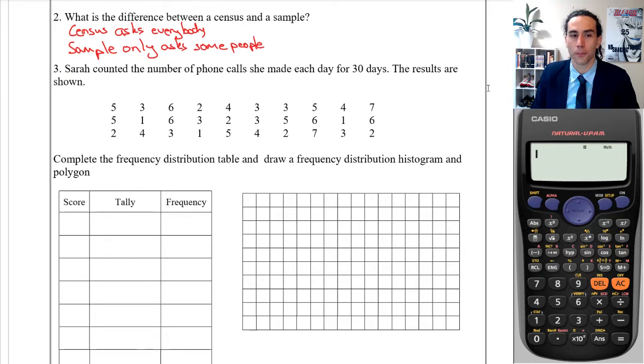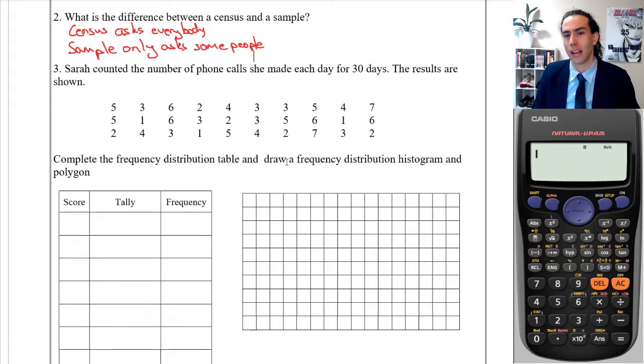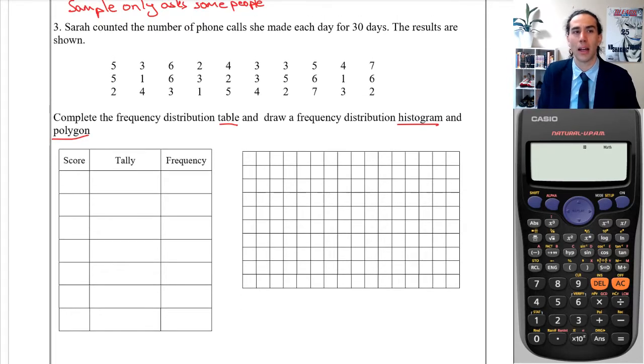Oh, number 1's gone. So Sarah counted the number of phone calls he made every day for 30 days. Results are shown, and we have to create a table, a histogram, and a polygon. The table and the histogram are not so bad. Histogram, I'd be impressed if you remember this. There are no zeros, smallest ones are 1. How many ones have we got? 1, 2, 3. Missed any? If I do, I just add more to the tally.